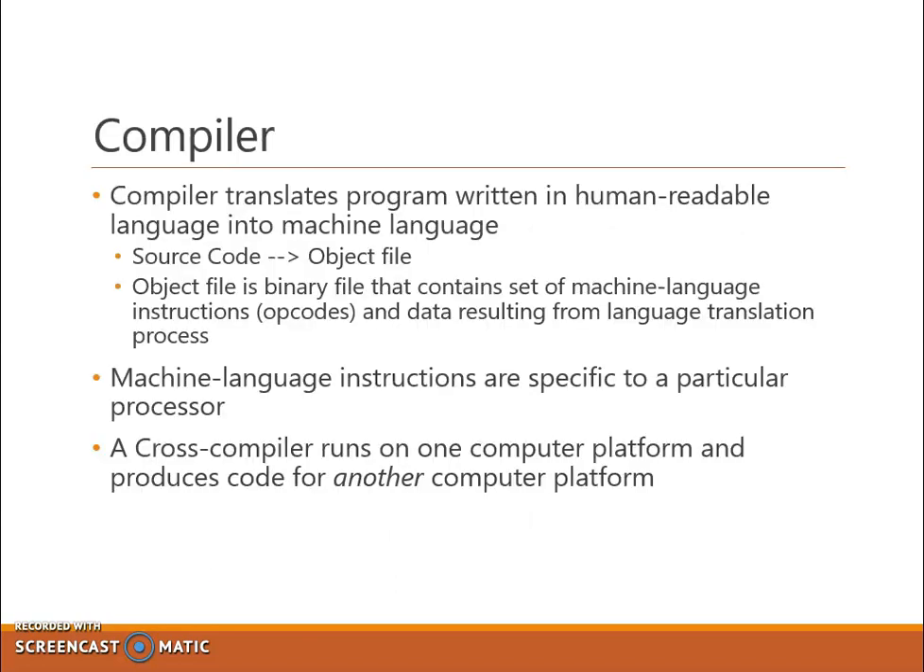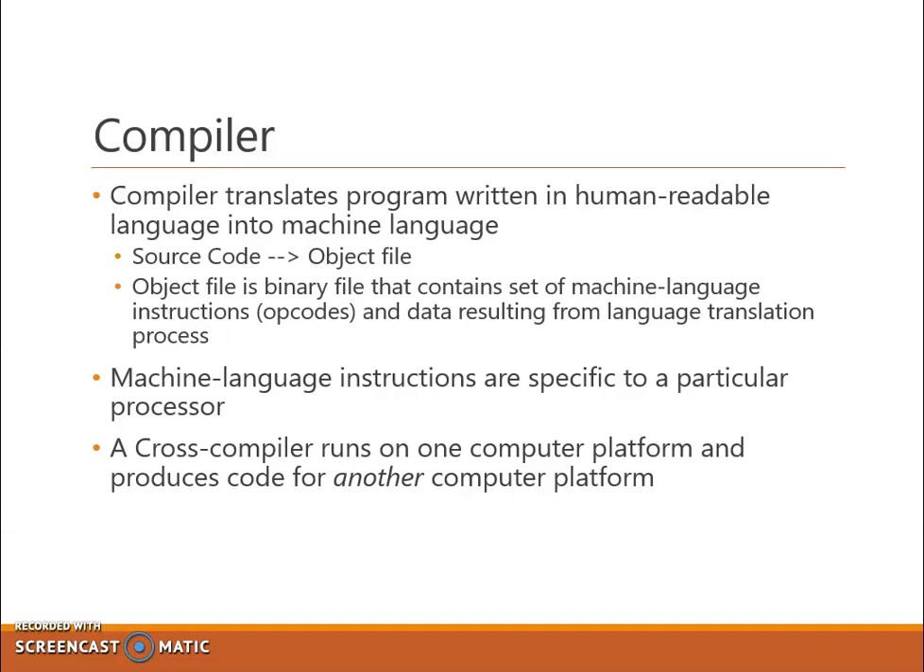The first thing is compiler. We have seen that in embedded system programs, we can use multiple languages. So multiple languages require multiple types of compiler, or an assembly language program requires an assembler. So what is the job of a compiler or assembler? The compiler translates a program written in human readable language into machine language. Whatever program we have written is called the source code. This compiler converts that source code into its object file.